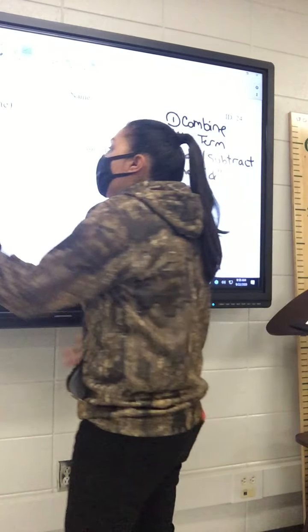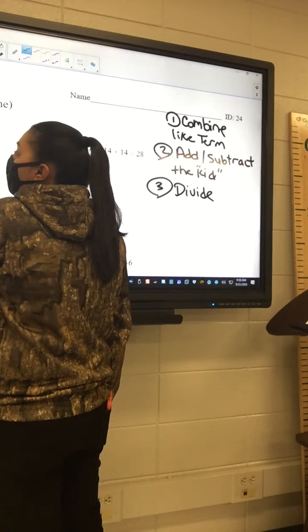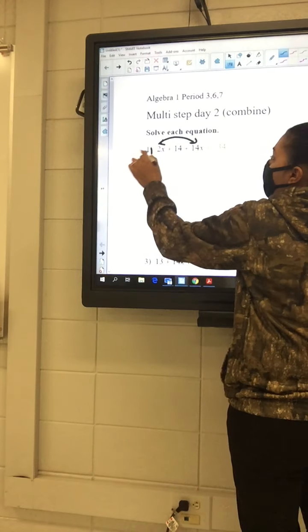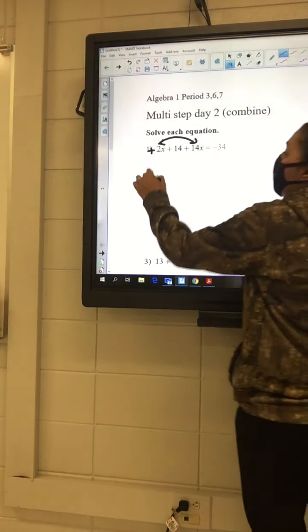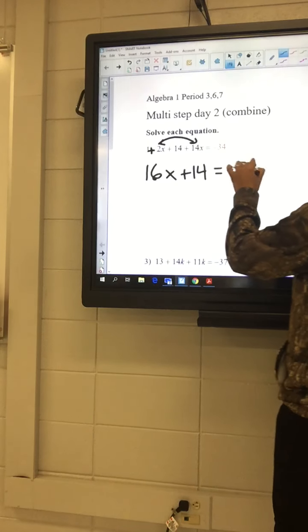So in this case, what type of 2 is this? It's a positive 2. So we have a positive 2 and a positive 14. If you were using a calculator, you would just say plus 2 plus 14. So we have 16x plus 14 equals negative 34.